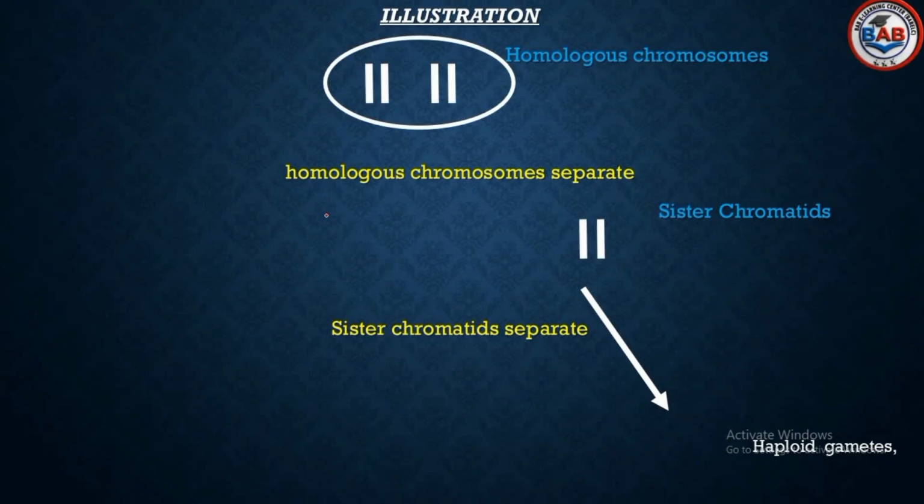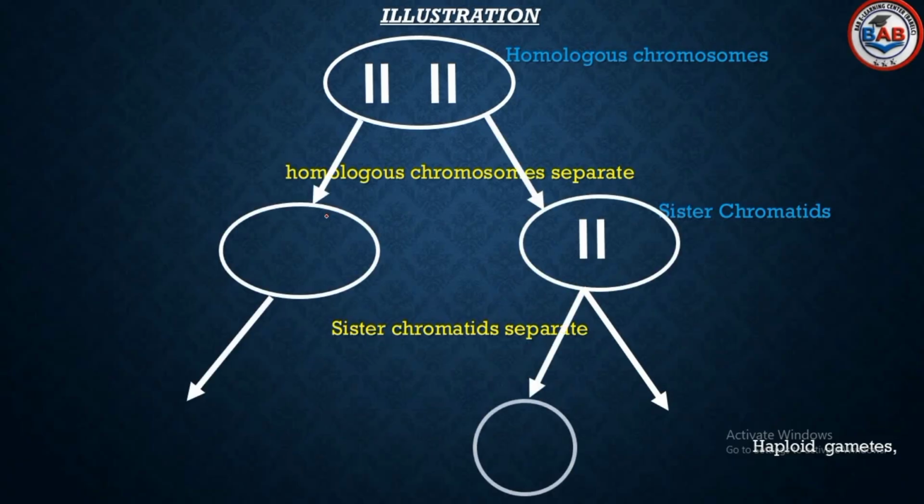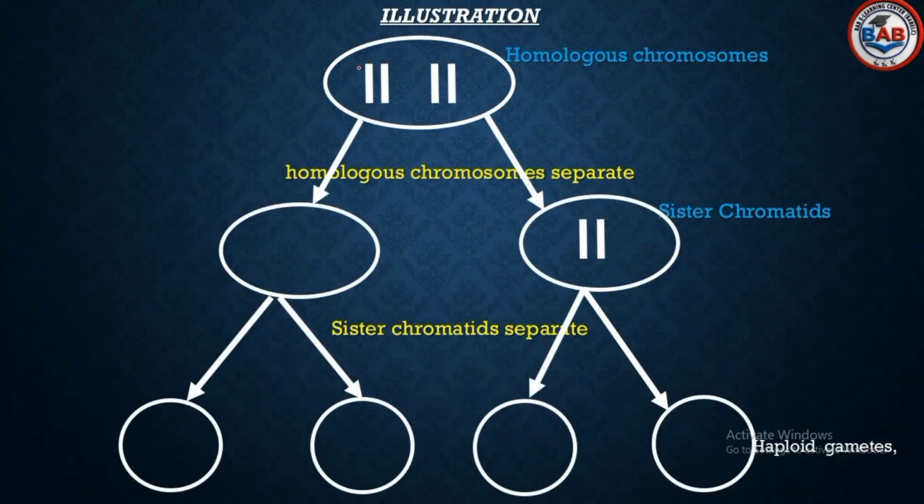This is an illustration that indicates how segregation occurs. These are the homologous chromosomes during meiosis 1. Meiosis 1 results in the formation of chromosomes, each chromosome with two sister chromatids, each chromatid carrying an allele.